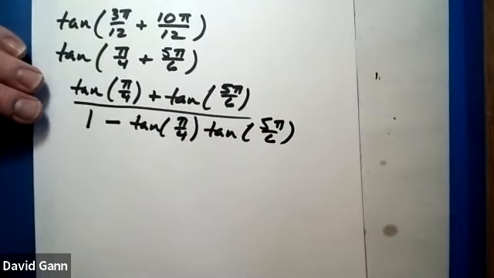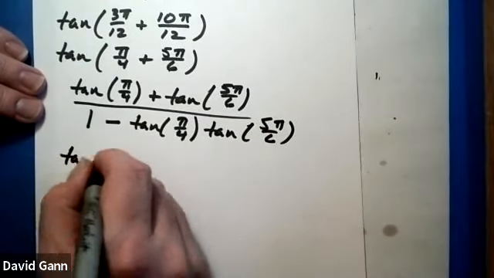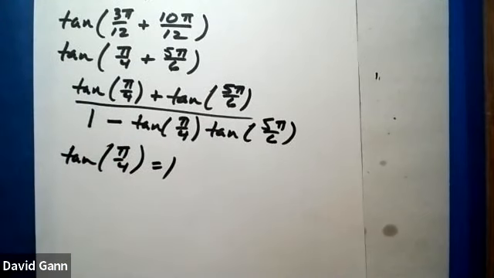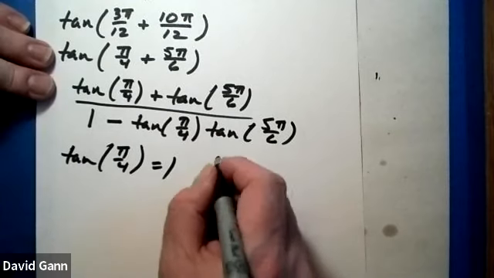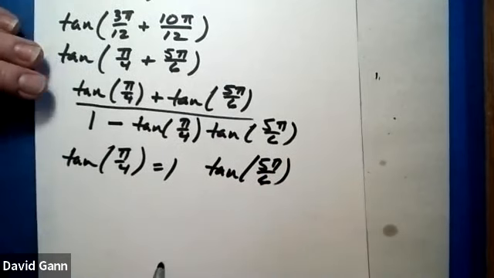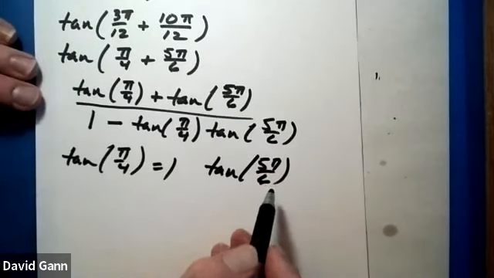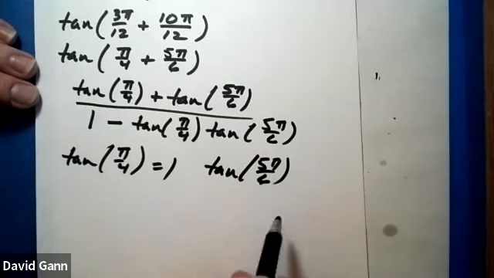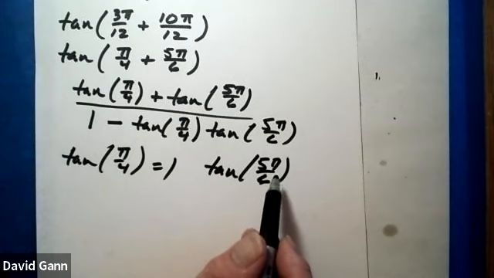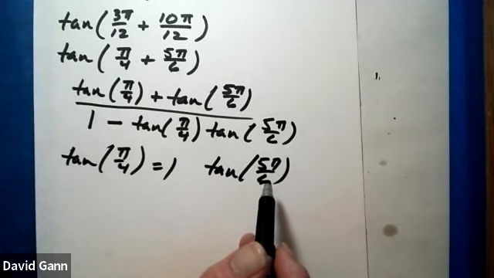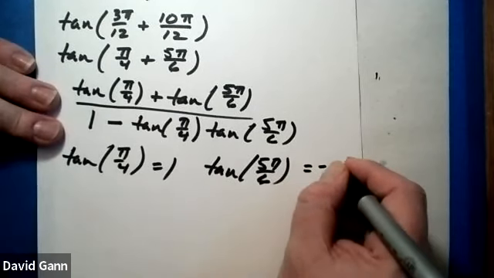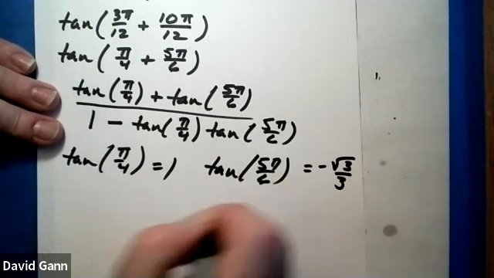Now, just as an aside, remember that tangent of pi over 4 is actually equal to 1. That's kind of nice. But what about tangent of 5 pi over 6? Tangent of 5 pi over 6 is going to be a little bit ugly because the reference angle is 30, and as you recall, the tangent of a 30-degree angle is square root of 3 over 3. This is a quadrant 2 angle, and so it'll have a negative sign. We've got minus square root of 3 over 3.